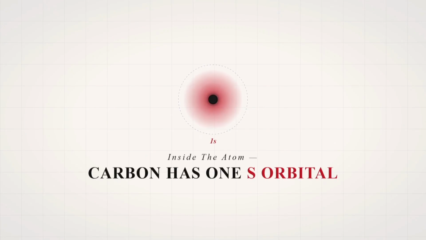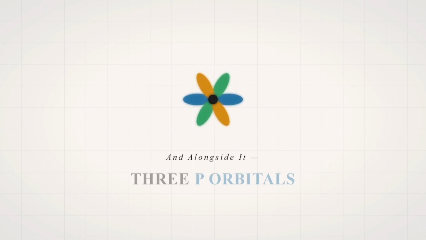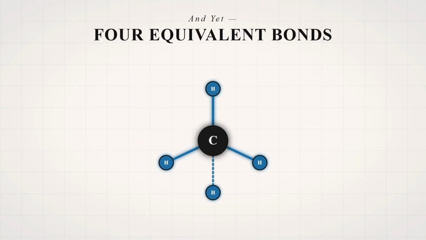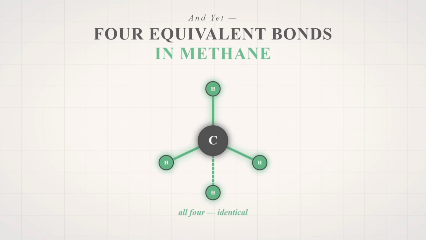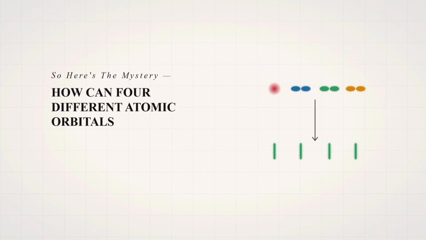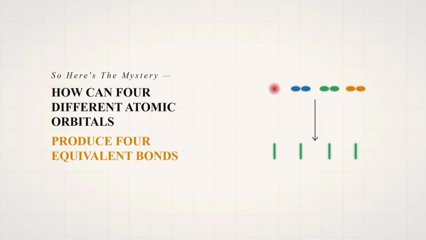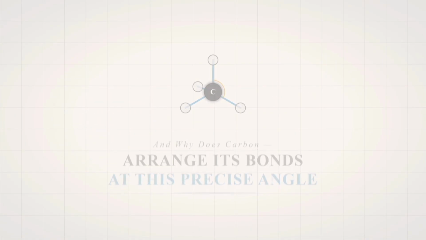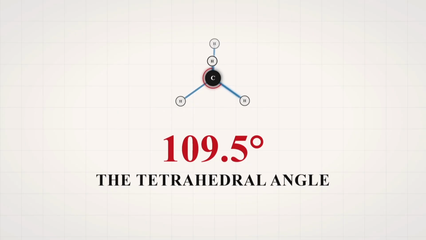Carbon has one s orbital and three p orbitals. They have different shapes and energies, and yet, carbon can form four equivalent bonds in methane. So here's the mystery. How can four different atomic orbitals produce four equivalent bonds? And why does carbon arrange its bonds at approximately 109.5 degrees in methane?